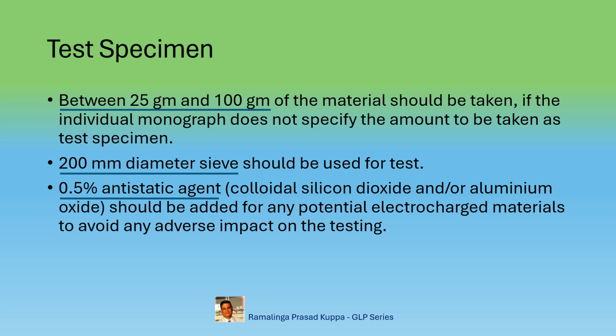0.5% of an antistatic agent like colloidal silicon dioxide and/or aluminum oxide should be added for any potentially electrocharged materials to avoid any adverse impact on the testing. Certain materials do have some electrostatic charges. This would make the particles stick to each other and to the mesh apertures also. So some amount of antistatic agent is required to be added to make this sieving technique successful.